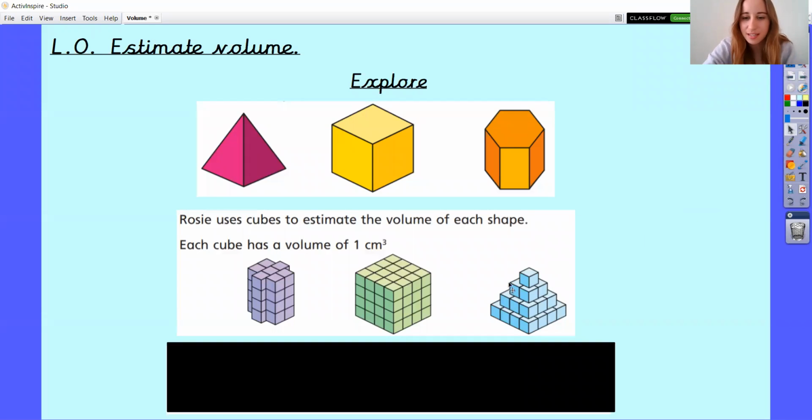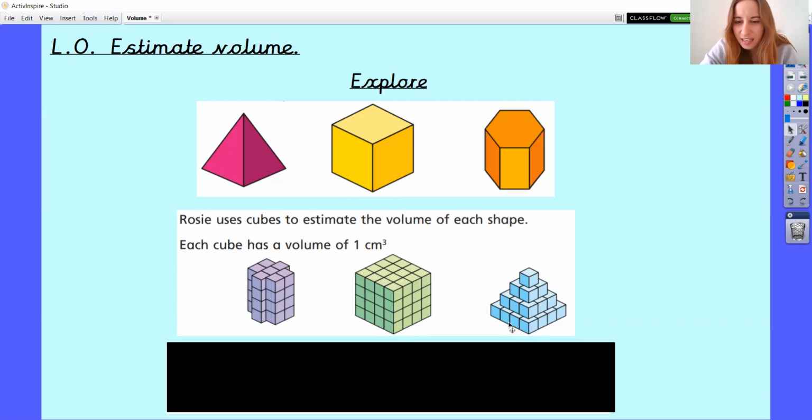Okay, so hopefully you can see that the shapes that Rosie's made out of her 1 centimeter cubes match with the shapes that you can see above. So have a little think. I'm sure you can tell which one she thinks is going to help her with each shape, okay? So this one's a cube. I'm going to imagine that she's using it to help her work out the volume of the cube.